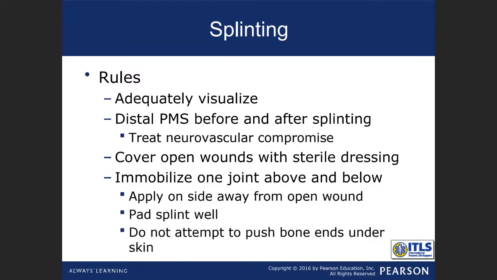So once you have visualized the limb, look for signs of an injury. Ask your partner to manually stabilize. Check PMS bilaterally. Choose the appropriate splint. Stabilize above and below the injury. Reevaluate your PMS. Then you move with your patient.